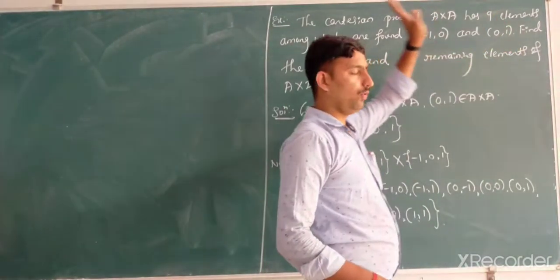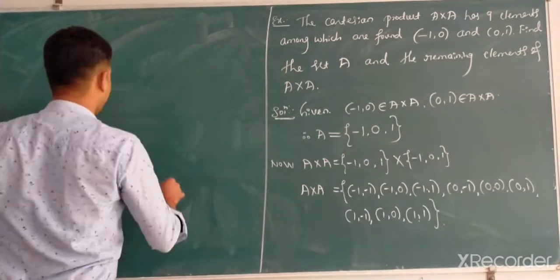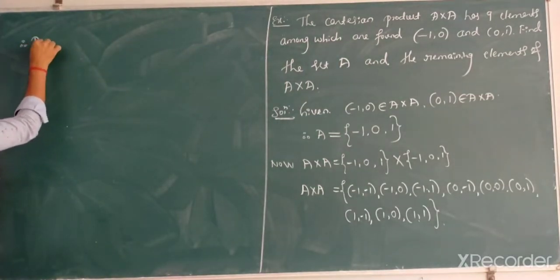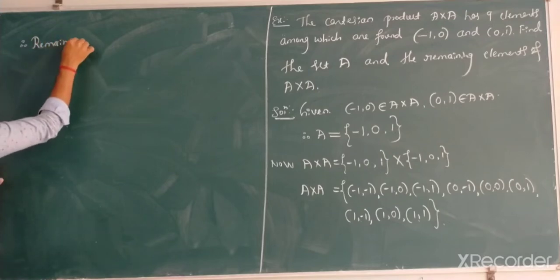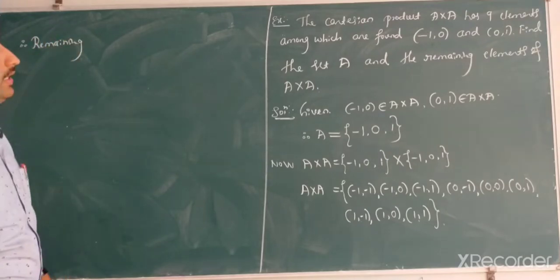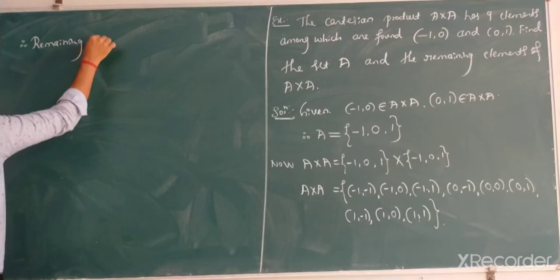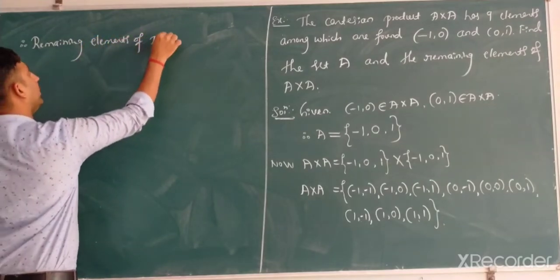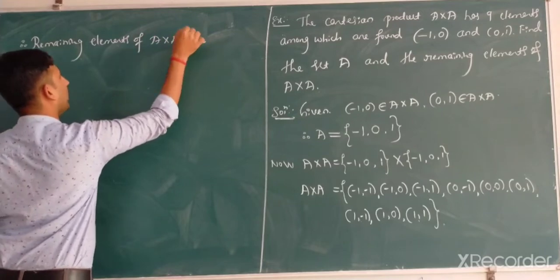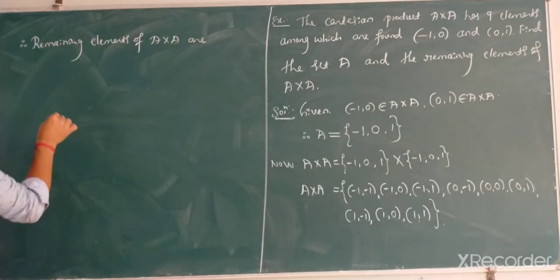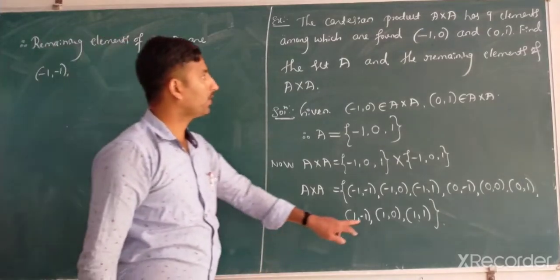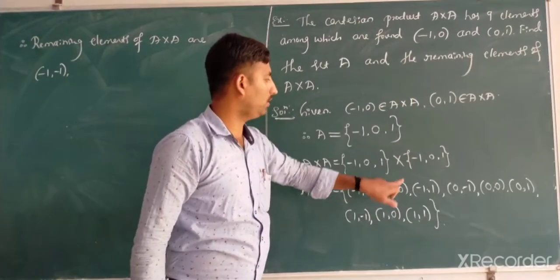Excluding these elements, remaining elements of A cross A. Therefore, remaining elements of A cross A are -1, 1, -1, -1. You can't write -1, 0.